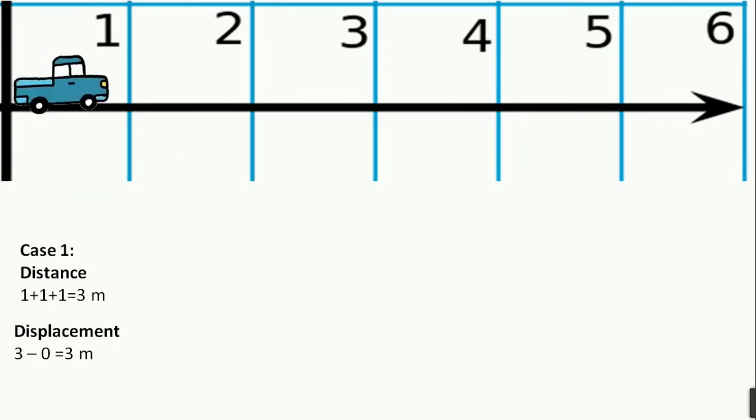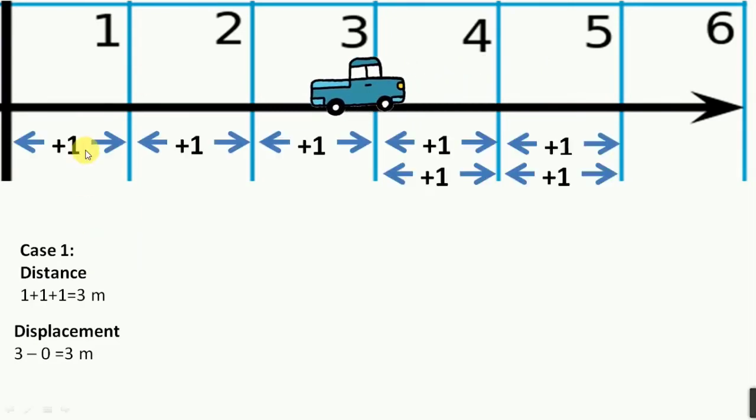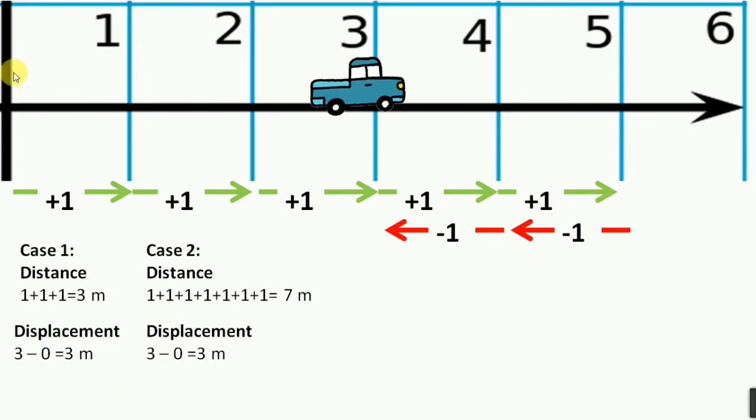In case 2, suppose this car is going from 0 to 5 and coming back to 3. Now for the distance, I have to add the length of the path. While going it has covered 5 and while coming back 2, so this is 7 meter, and for the displacement, towards the right it has covered 5 and towards the left, which is negative, it has covered 2, or you can say the final position minus initial position. So again final position is 3, initial is 0, so 3 meter.